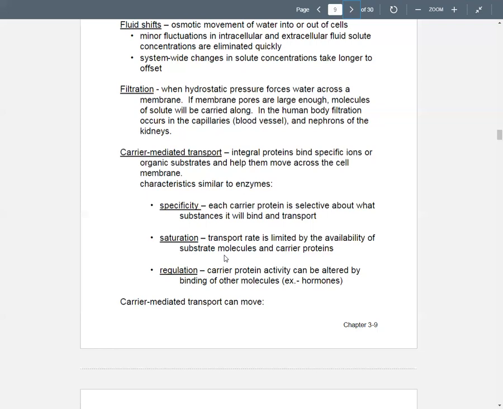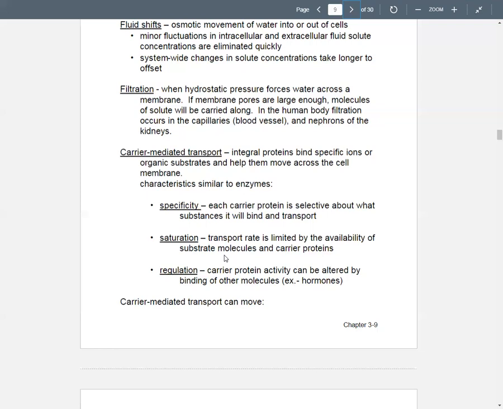So if only 20 people can get on the bus, if you have 50 people waiting for the bus, it's going to take 2.5 or 3 bus rides to get everybody where they need to go.